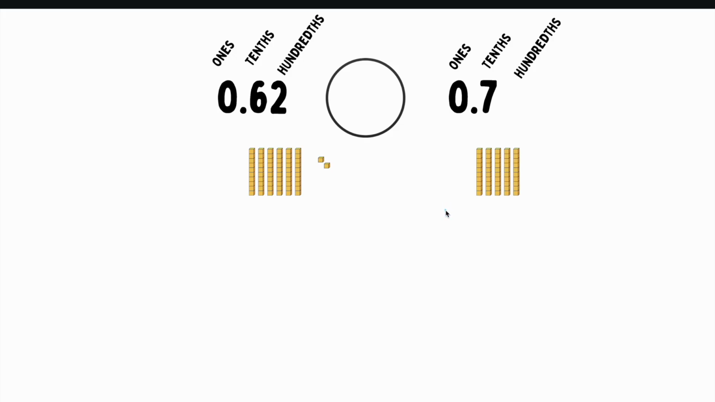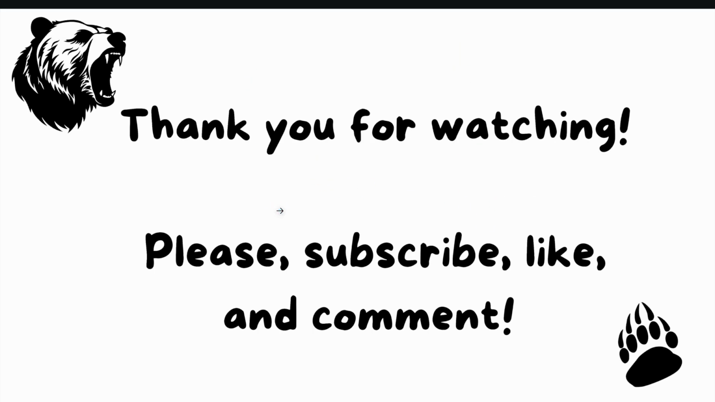Let's compare 62 hundredths and 7 tenths. We have 0 ones, we have 6 tenths, and 2 hundredths. Here we have 0 ones and 7 tenths. If we look at the ones place, they both have a 0. Here we have 6 tenths versus 7 tenths. 7 tenths is greater than 6 tenths.